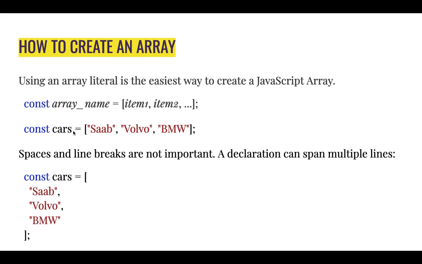In this example, we've given this array the name cars, and inside we have things like Saab, Volvo, and BMW. This cars array has three elements. So this is the first index, index 0, index 1, and index 2. But the length of this is 3.